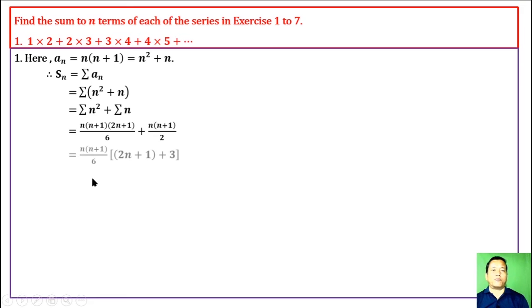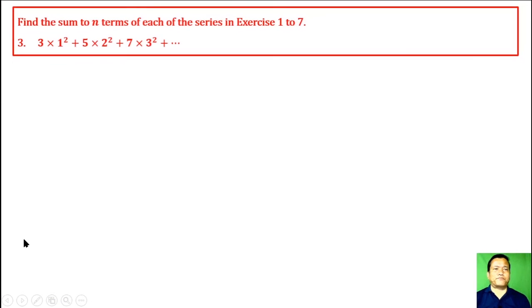Taking common factor, for the numerator we take n plus 1, and for the denominator we take 6. Then the first becomes twice n plus 1, for the second term we write 3, and simplifying we get this. Taking out 2 and cancelling with 6 we get n into n plus 1 into n plus 2 by 3, which is the sum of the series.